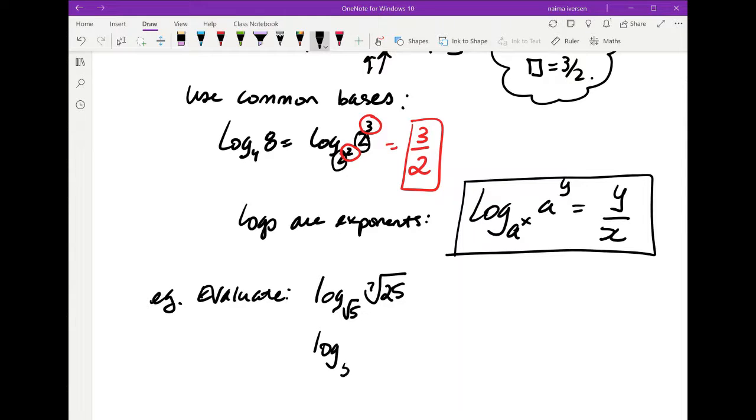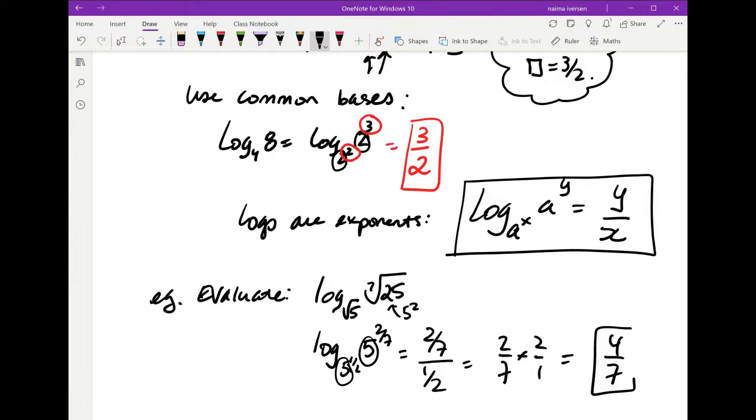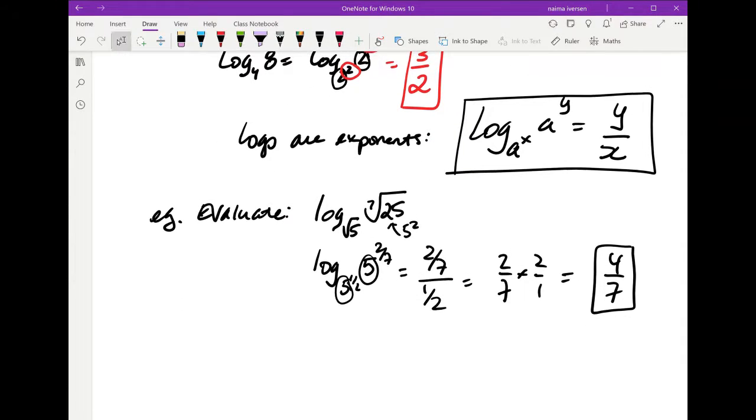So the square root of 5 is 5 to the 1/2. 25 is 5 squared. So I've got the 7th root of 5 squared, so that's 5 to the power of 2 over 7. My bases match, so I'm going to get 2 over 7 divided by 1/2, which is 2 over 7 times 2 over 1, which is 4 over 7. And we can do all of this, funny enough, without our calculator, which is great.